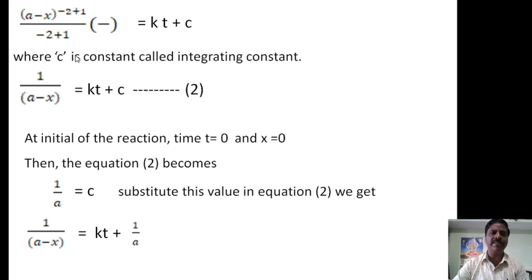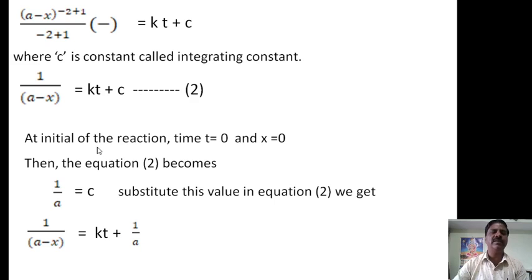See, first you have to simplify this equation. Minus 2 plus 1 means minus 1. Minus 1 into minus will be a plus, and therefore (A minus x) to the power of minus 1. Therefore, you make it a reciprocal, so it comes to the denominator: 1 divided by (A minus x) is equal to kt plus c. And this is called equation number 2. Now, our duty is to find the value of c.